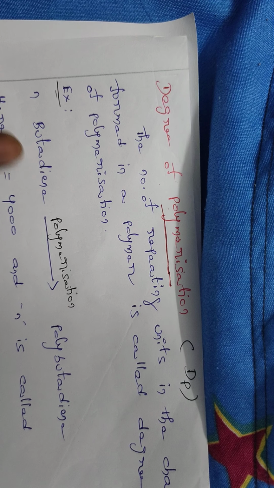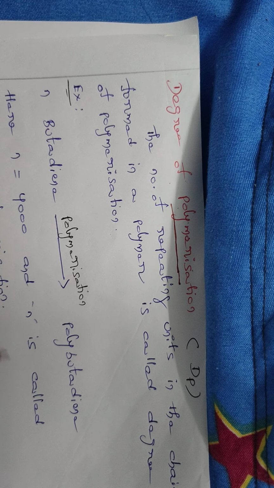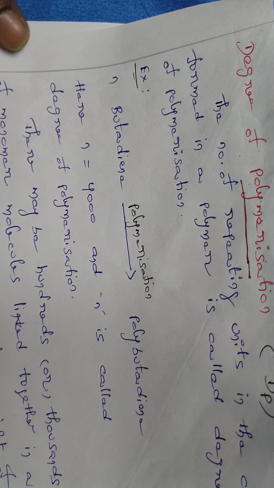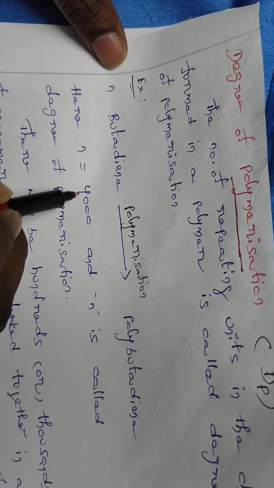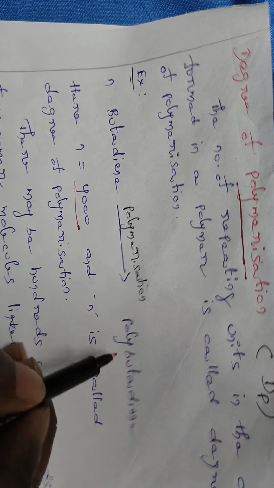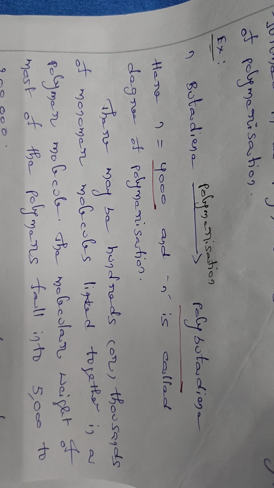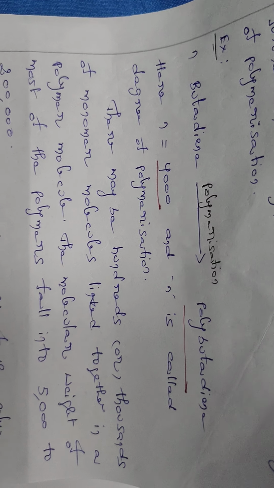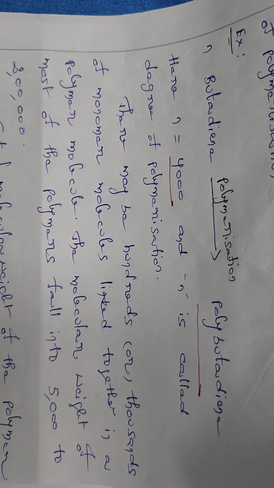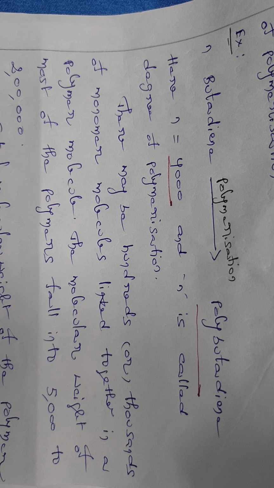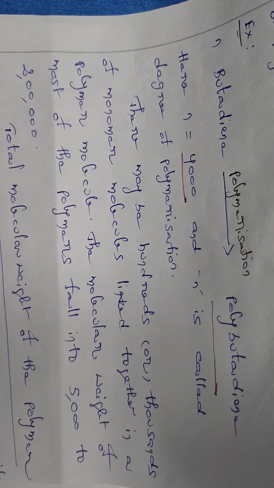Here I have given you one more example, butadiene. On combination of several butadiene molecules, polybutadiene is formed. Here n equal to 4000, and n is called degree of polymerization. That means the polybutadiene is formed by the combination of 4000 butadiene molecules. There may be hundreds or thousands of monomer molecules linked together in a polymer molecule. The molecular weight of most of the polymers falls in the range of 5000 to 2 lakhs.